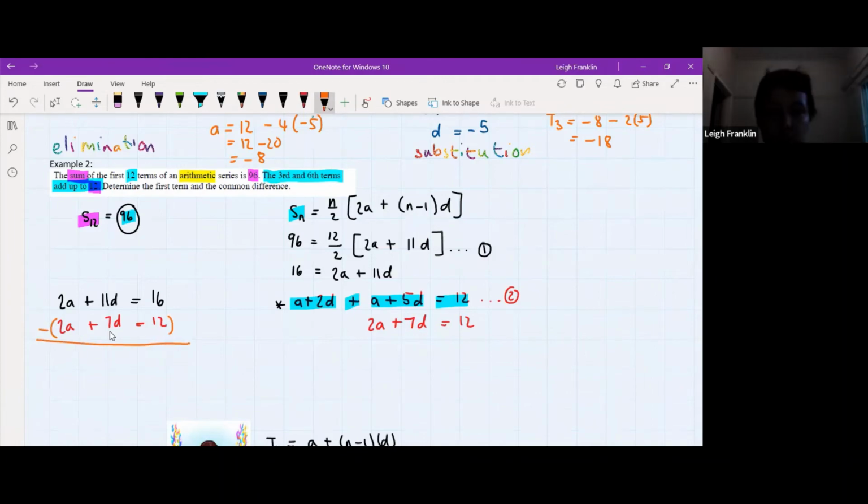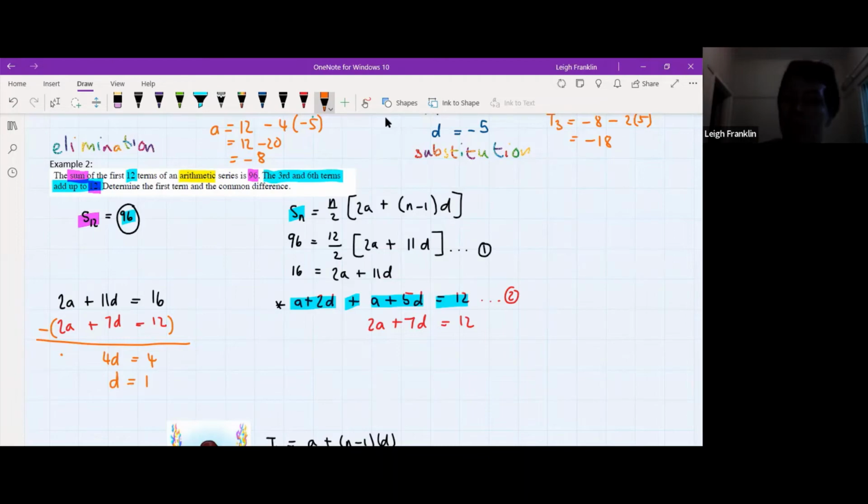Is there a question? Okay, no problem. See, there wasn't a question. So 2a minus 2a means the a term is eliminated. 11d minus 7d means I'm going to end up with 4d, and 16 minus 12 means I'm going to end up with 4. Divide both sides by 4, and d is equal to 1 in this instance.